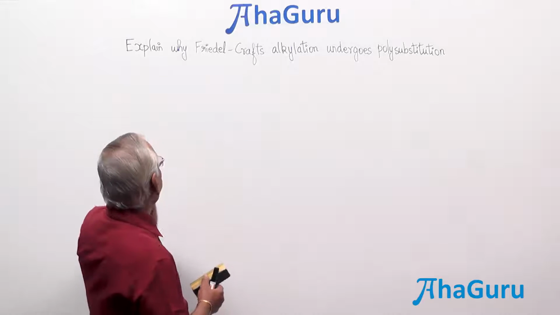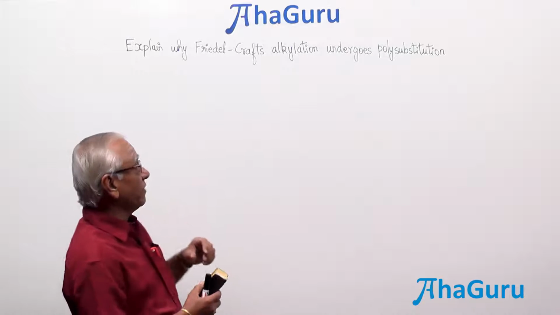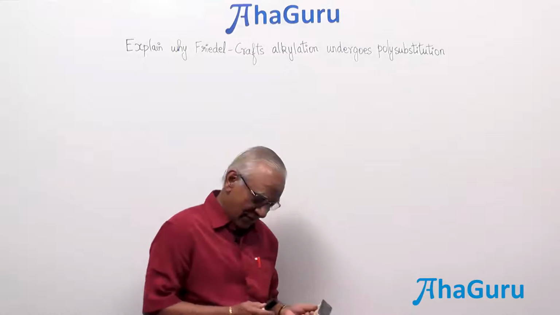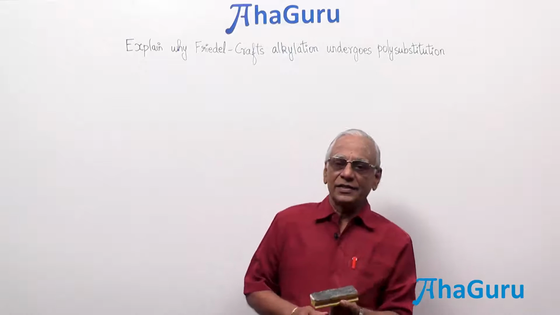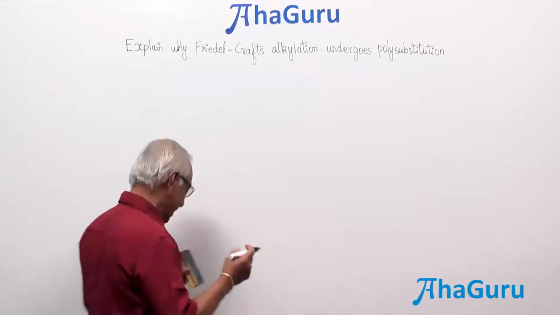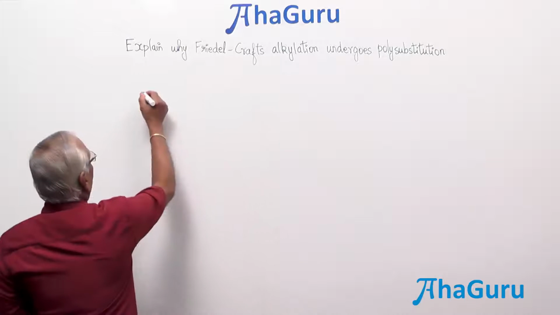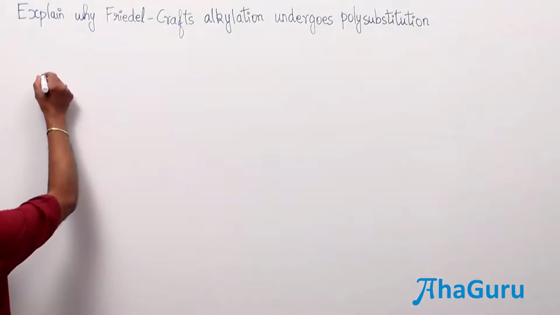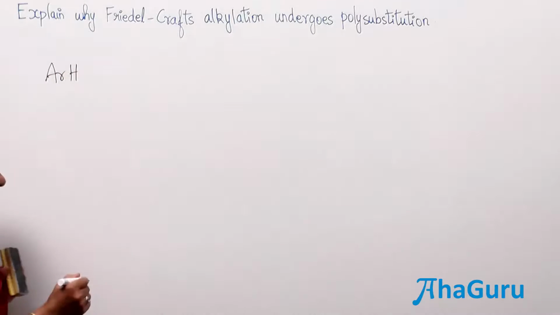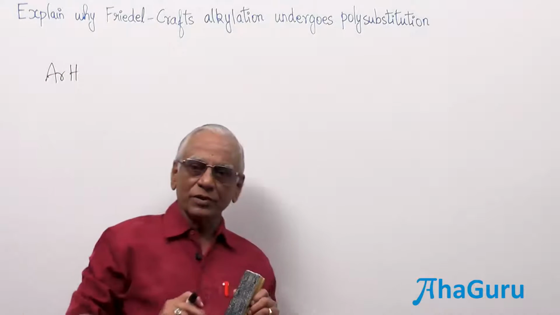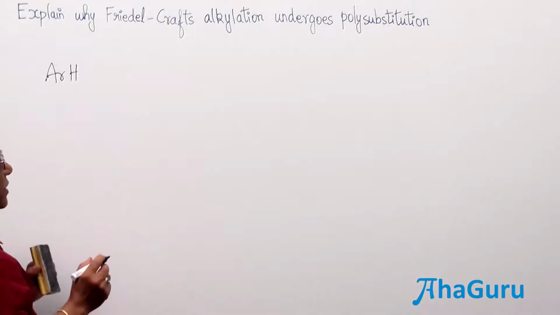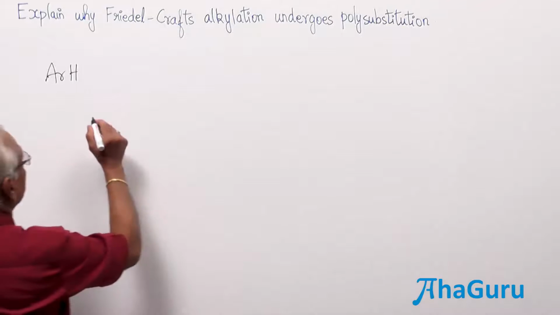The first question: explain why Friedel-Crafts alkylation undergoes polysubstitution. My dear students, we saw Friedel-Crafts reactions have two types. One is alkylation reaction and the other acylation reaction. Now, I will write the aromatic hydrocarbon ArH. All along I was using benzene as an example or naphthalene as an example. Now, this is the general formula ArH, meaning aromatic hydrocarbon.